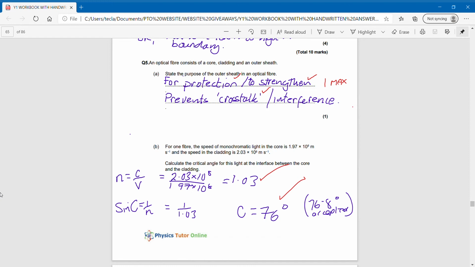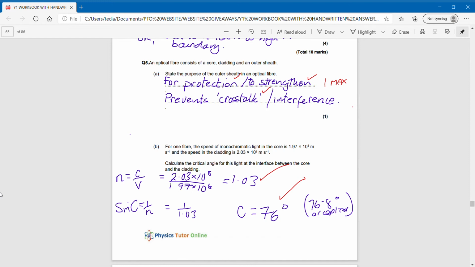Part B. For one fibre, the speed of monochromatic light in the core is 1.97 times 10 to the 8 meters per second, and the speed in the cladding is 2.03 times 10 to the 8 meters per second. Calculate the critical angle for this light at the interface between the core and the cladding.